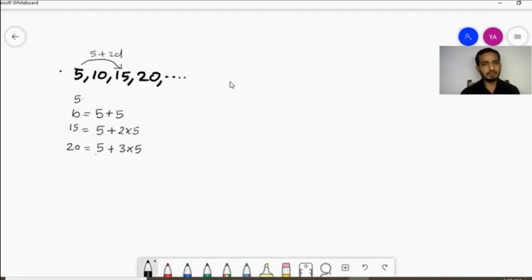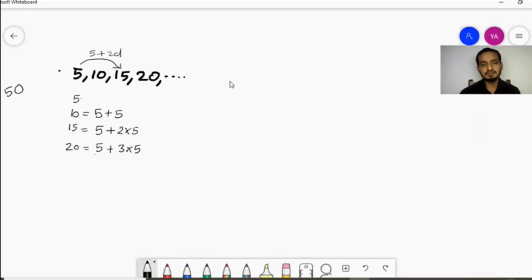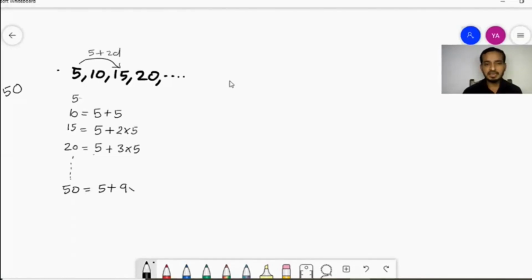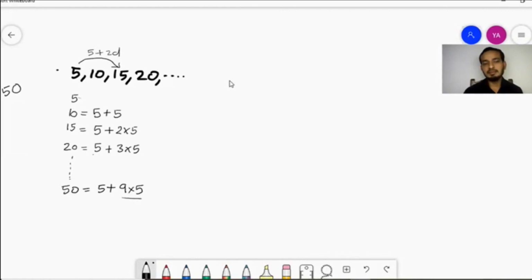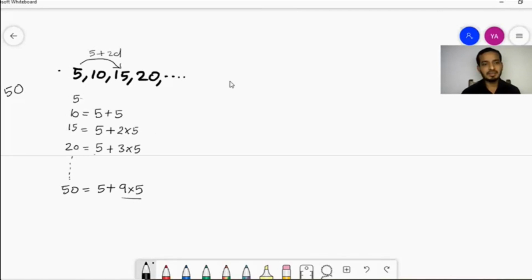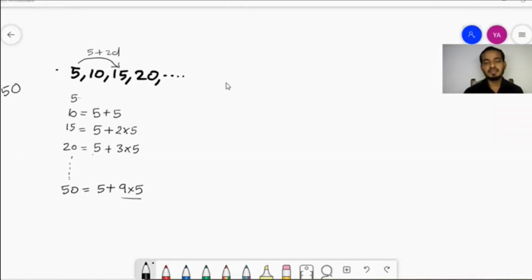So we all know that this sequence is the multiples of 5. So 50 will be there in the sequence, and it will be the 10th term, right? 50 in this progression will be the 10th term. Am I right? So how can we write this 50? If we continue, it is the first term 5 plus 9 into 5. Yes, 9 into 5. So 5 plus 9 times 5. To get the 10th term, we add 9 times the common difference to the first term. To get the 10th term 50, we have to add 9 times the common difference to the first term 5.